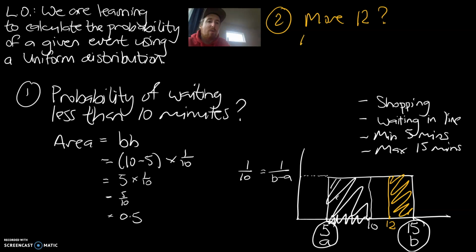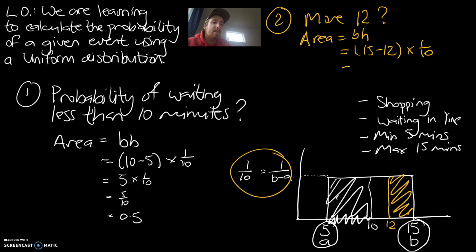We need to write down our formula. So the area is always going to be equal to base times height. The base of that shape is 15 minus 12, and the height of that shape is 1/10, as we calculated before. That becomes 3 over 10, and that means you have a 0.3 chance, or 30% chance, of waiting more than 12 minutes at that supermarket.